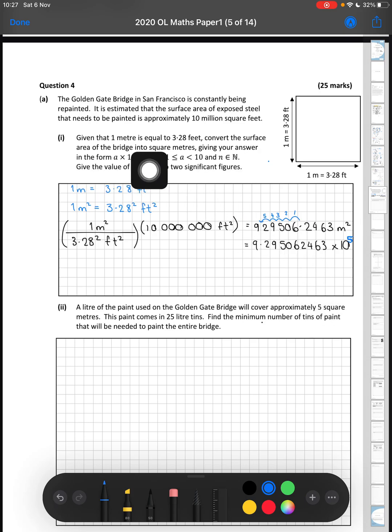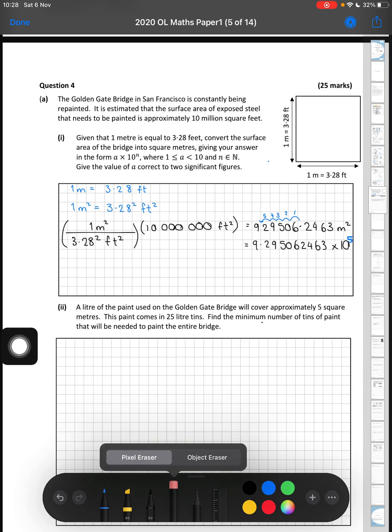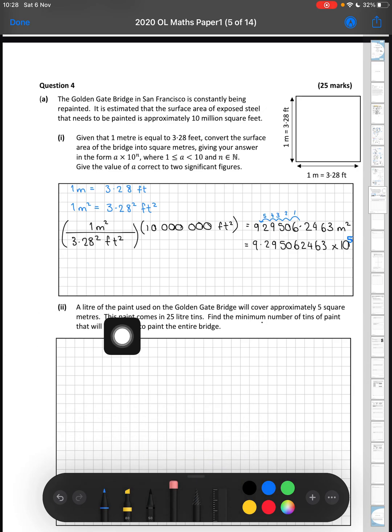So my new number here is 9.295062463. The decimal point has moved, and to show that, I need to say times 10 to the power of however many places it moved. Here it was 5. So now we have it in scientific notation.